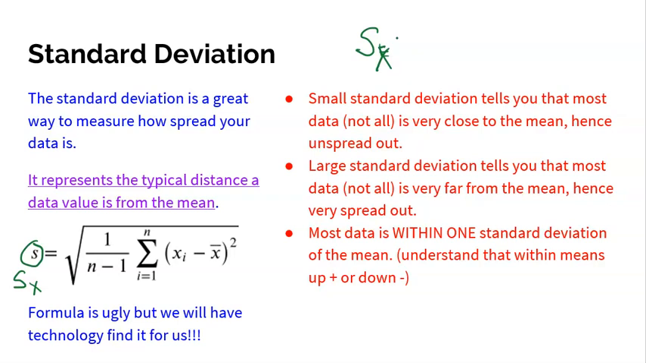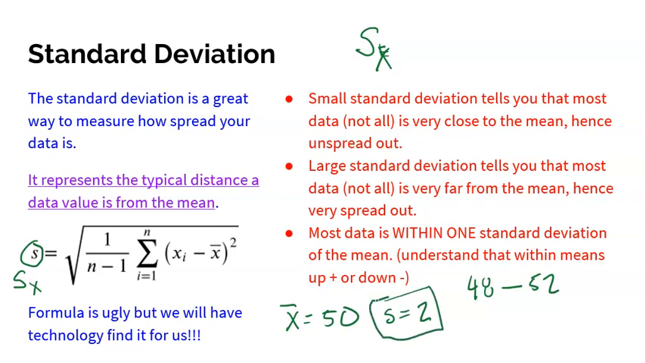So if you have a large standard deviation, that means typically a lot of data is really, really far from the mean. So I will say that most data is within one standard deviation of the mean, and understand that means up or down, right? So let's just make up some numbers here. If I have a mean of 50 and I have a standard deviation of 2, well, that means that most data is within one standard deviation. So that would be 48 to 52. One standard deviation up, one standard deviation down. Because one standard deviation is 2. So 2 up, 2 down.